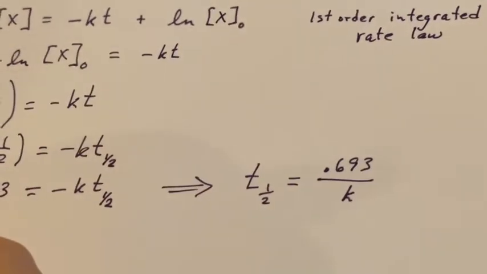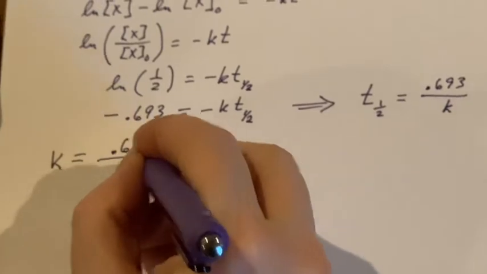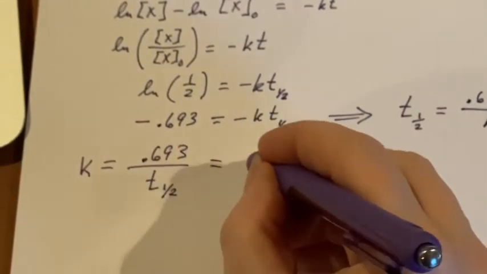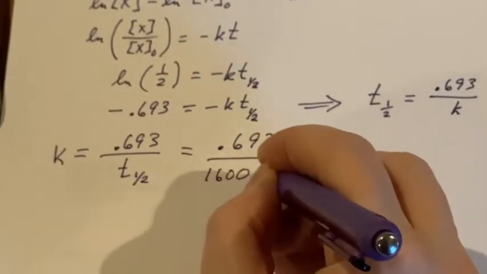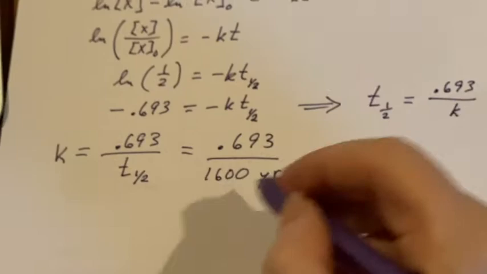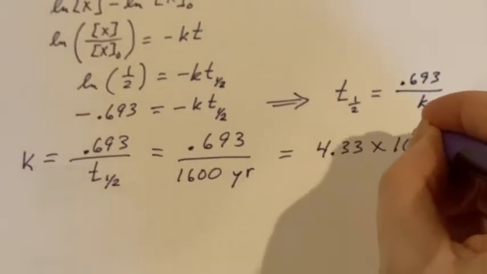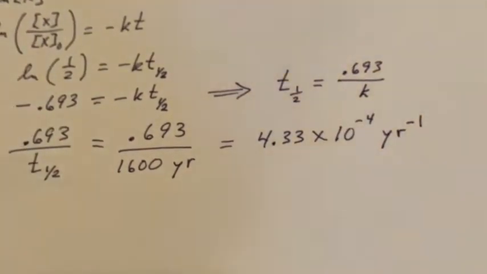Well, I can just rearrange the formula. k equals 0.693 divided by the half-life. They have told me the half-life, so I will put the number in: 1,600 years. And when I run this through the calculator, I'll get a small number because of how many years they were talking about. And then this would be per year.